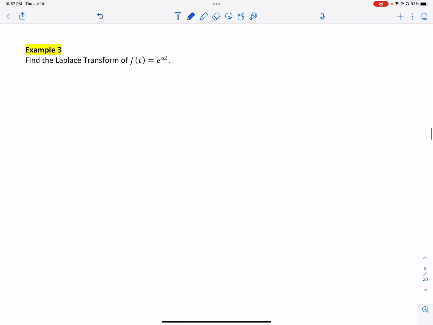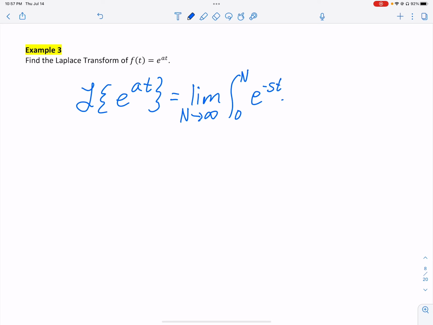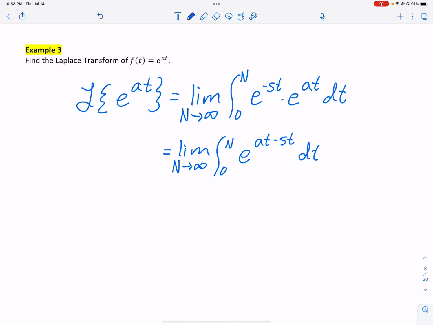Let's do e to the at. So the Laplace of e to the at, is that an a? Yeah. E to the at is the limit as n approaches infinity, 0 to n of e to the negative st, careful with that, times e to the at dt. All right, this one is a pre-algebra trick that a lot of students overlook. I have two bases that are the same. I can write it as one base, and I can do at minus st dt.